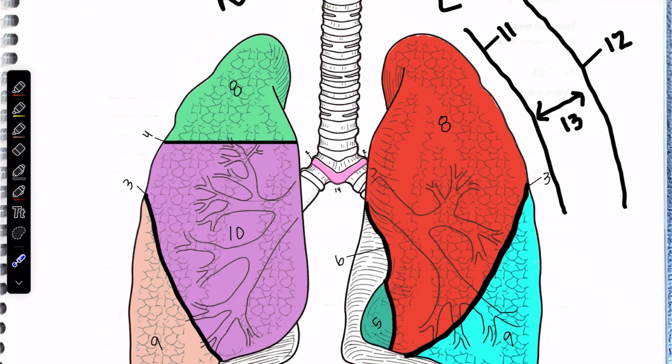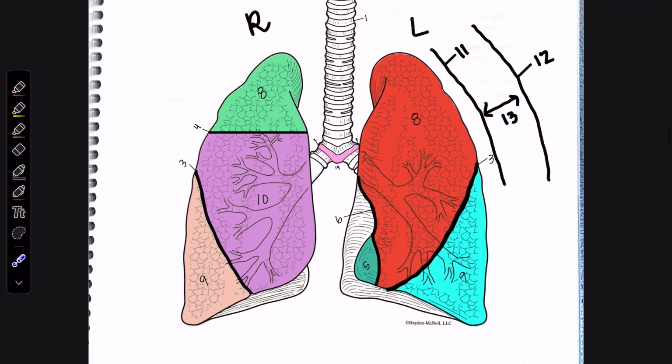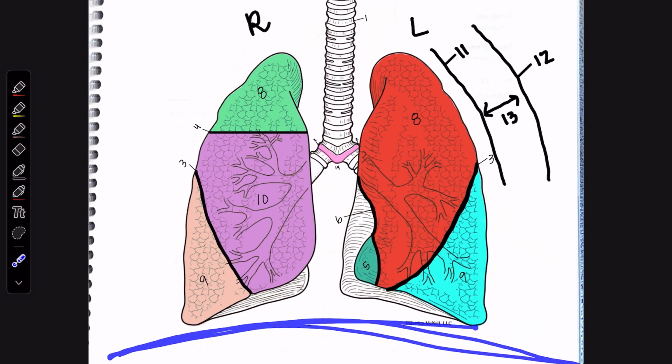Number 5 is going to be the lingula, and this is right in front of where that heart will sit in, where number 6 is. That's going to be the cardiac notch. That's the little fossa, I guess you could say, where that heart sits in. 7 is your diaphragm, which is going to be down here. You have to draw it in.